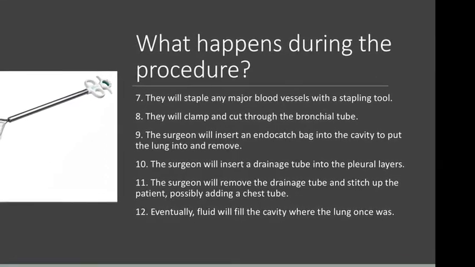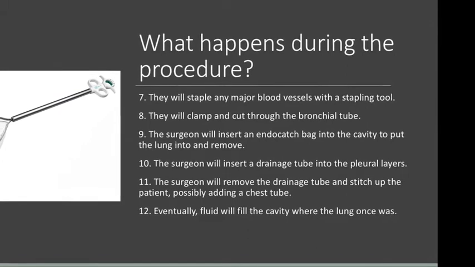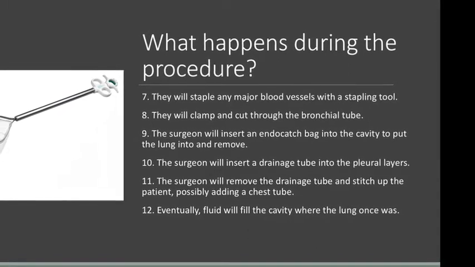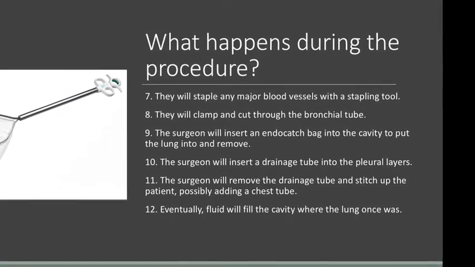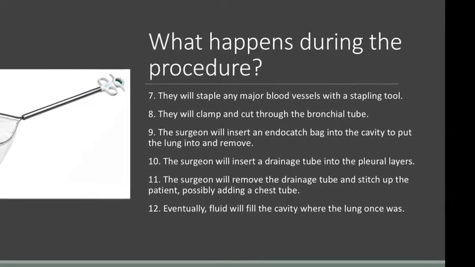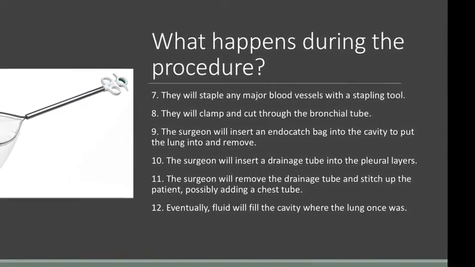8, they will also clamp the bronchial tubes leading to the diseased lung to make sure that little or no fluid will enter the air passage. Number 9, the surgeon will cut through the bronchial tube, which will separate the lungs.